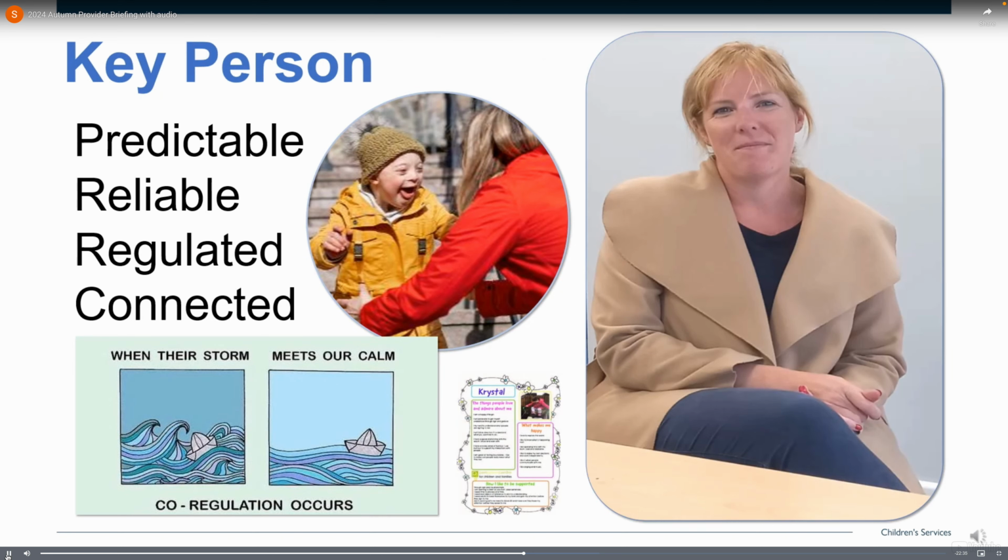Hear from Vicky, one of our lead foundation stage practitioners based at Old Basingstoke Village Nursery School. She is going to talk about how the key person can support children to self-regulate.